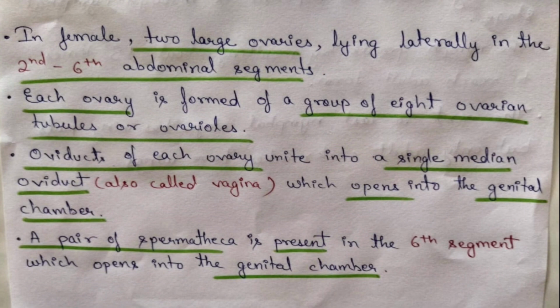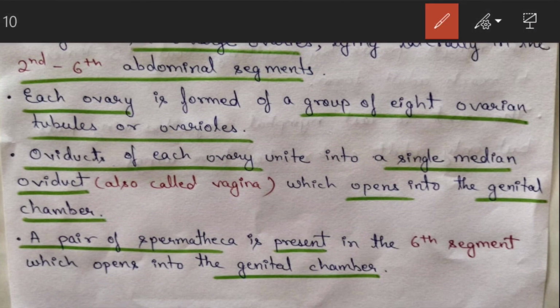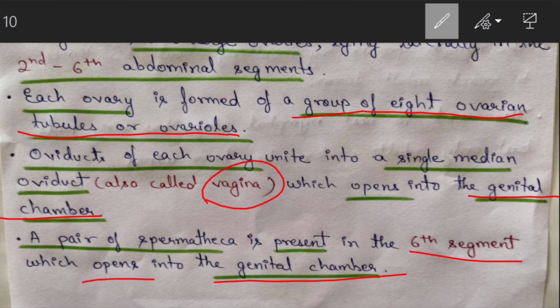Next we look at female reproductive system. In female, 2 large ovaries lie laterally in between the 2nd and 6th abdominal segment. Each ovary is formed of a group of 8 ovarian tubules or ovarioles. You must remember this, each ovary is made up of a group of 8 ovarian tubules or ovarioles. Oviduct of each ovary unites into a single median oviduct, also called vagina, which opens into genital chamber. A pair of spermatheca is present in 6th segment, which opens into genital chamber. So you must remember this numbering of segments, because a question can come from it.